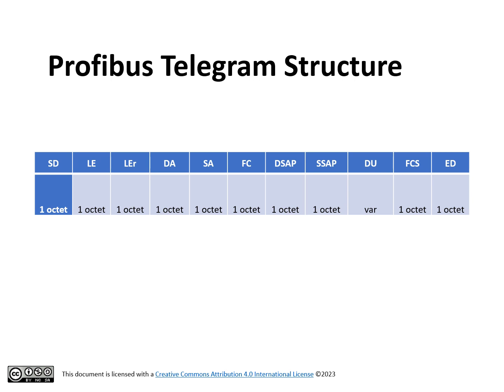The Profibus DP telegram header, 11 bytes, and data field, variable length maximum of 244 bytes, are depicted in the figure. The header consists of the start delimiter, SD, the network data length, LE, the length repeated, LER, destination address, DA, source address, SA, function code, FC, the destination service access point, DSAP, the source service access point, SSAP, the frame checking sequence, FCS, and the end delimiter, ED.